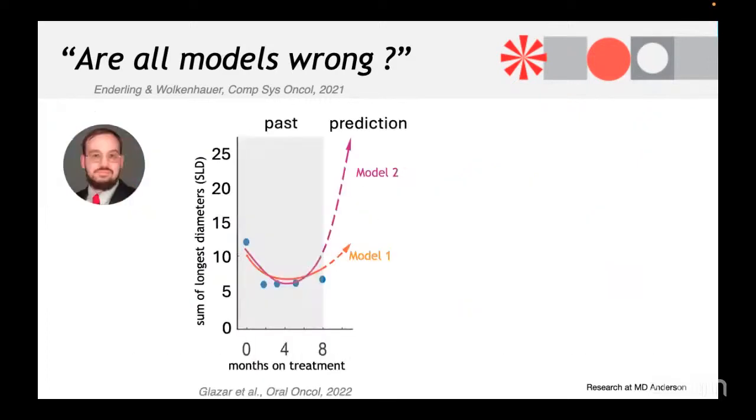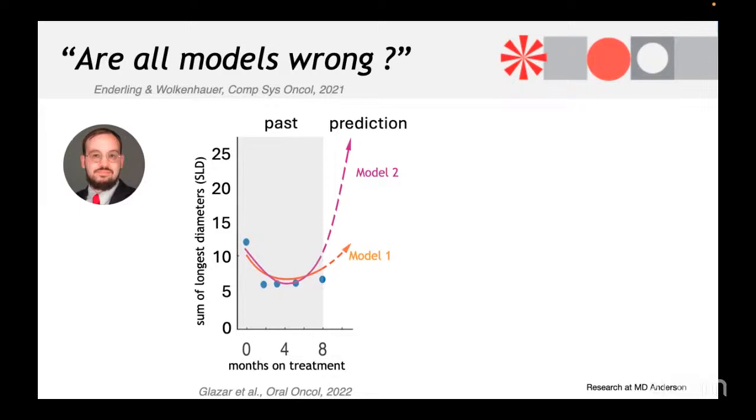There's another example from Daniel. This is oral cancer, head and neck cancer. On the left-hand side, you can see 5 data points that we have already. These are data we collected. And the clinician, in this case Christine Chang, thank you, Daniel, would ask, will the patient have progressed by the next time I image this patient or not?